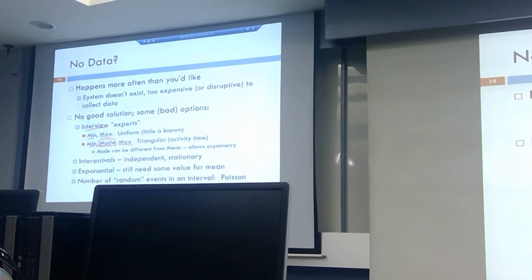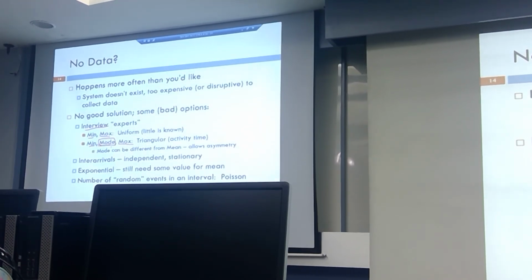Okay. For the inter-arrival time, if you don't have the information, you can assume the exponential distribution. Exponential distribution is mostly used for inter-arrival time. But you still need to specify the value for beta, but it's not that difficult. Okay, so you can do that. If you're going to simulate the number of random events in an interval, then you can use the Poisson distribution. This one we don't use that much, but it's possible to use.